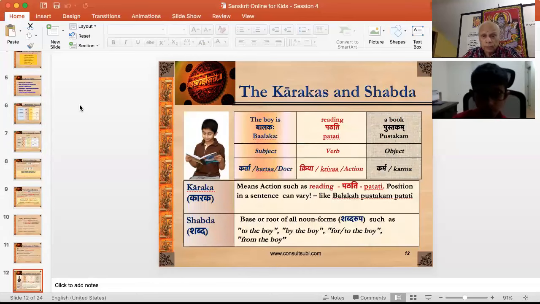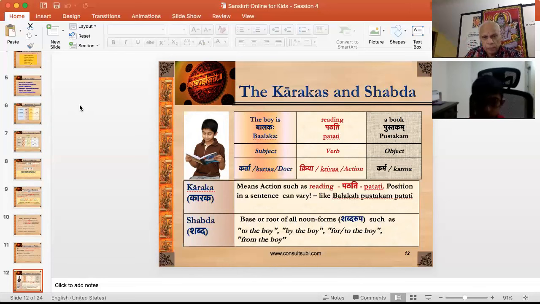So the Karakas, I'd like to explain a little more by giving you one example. You see a boy there reading. The boy is reading a book. How do you say it in Sanskrit? You say Balakaha patati pustakam. Balakaha, reference to the boy. Even though you say the boy is, there are 3 words in English, there's only 1 word in Sanskrit, Balakaha. Reading, patati, a book, pustakam.